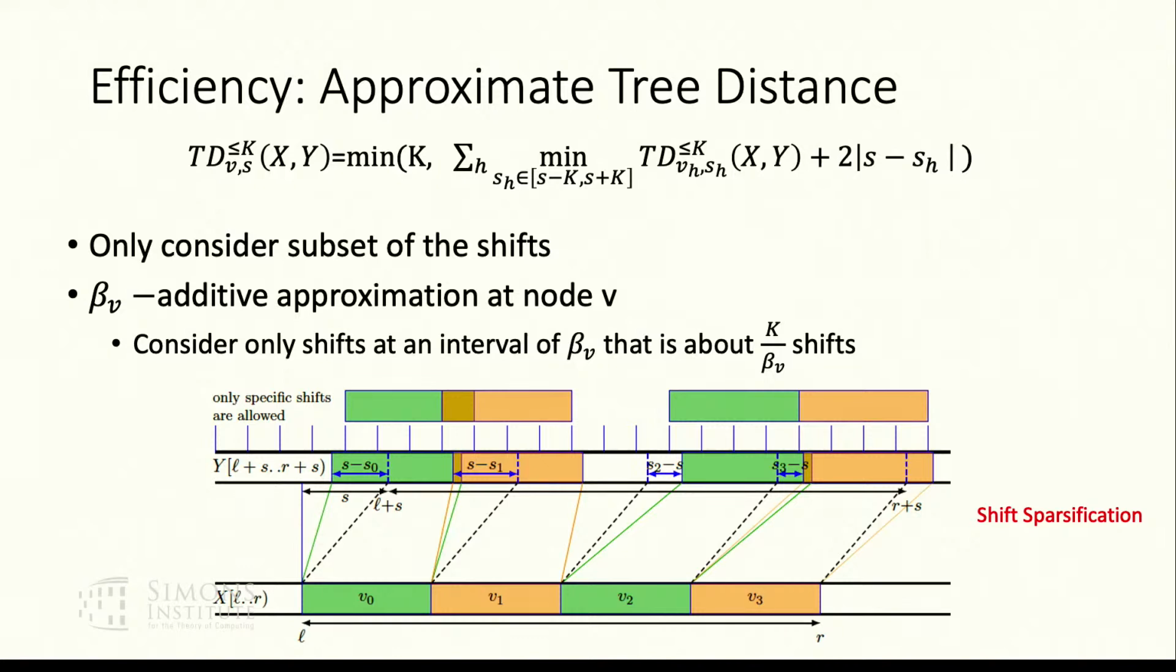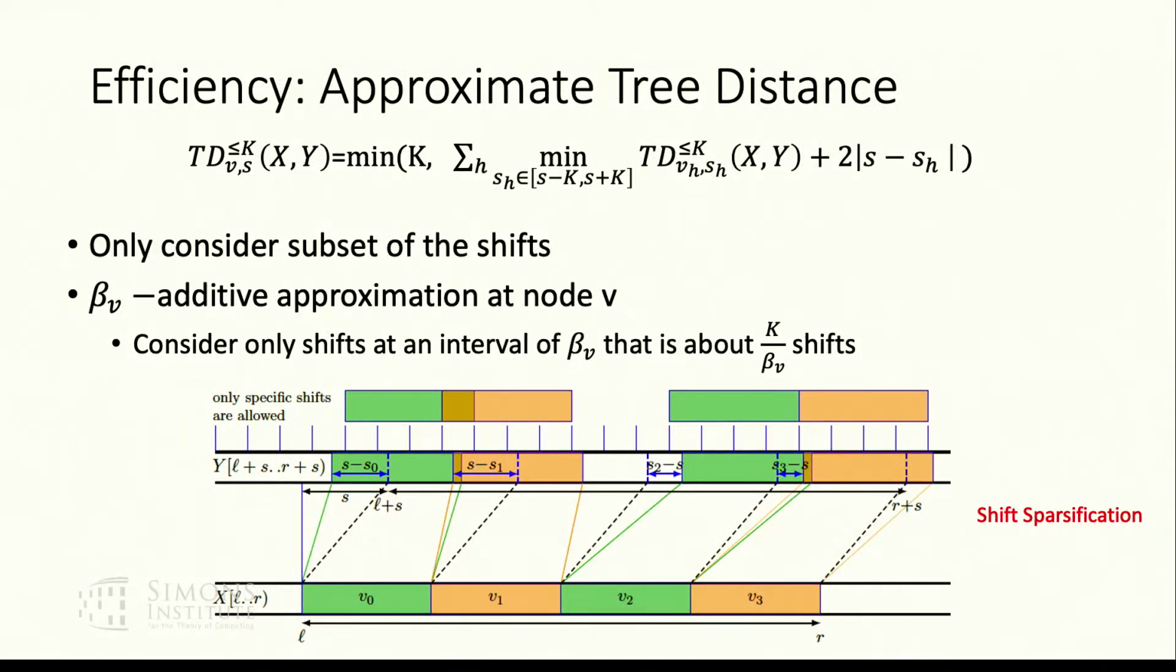So I want to know whether tree distance is less than capital K. Now I'm allowing 2 approximation, so it's okay. If it's K to 2K, it's fine. So then I can allow an additive factor of plus k, or some constant times k, at the root. And similarly, let's define this beta v to be the additive approximation that we allow at node v. Okay, so how do you do that?